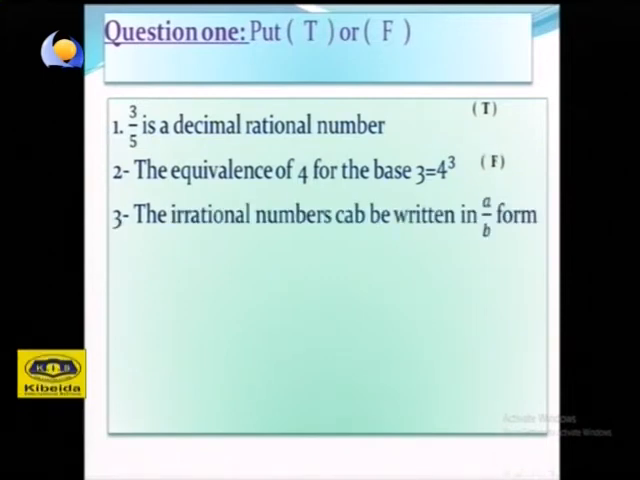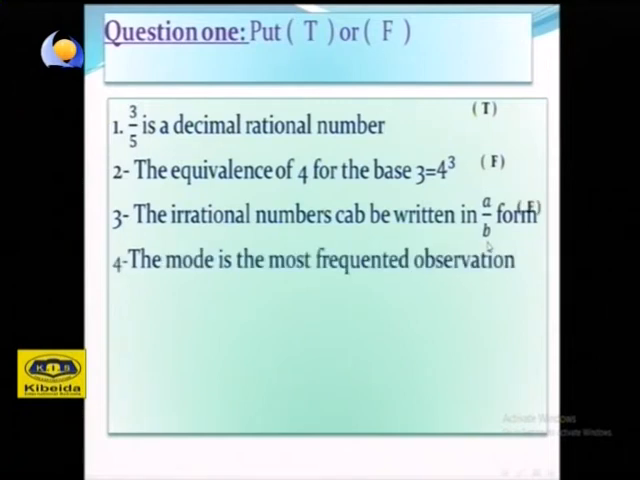Number 3, the irrational numbers can be written in A over B form. This is also completely false because we know that the rational numbers are the numbers that can be written in A over B form.